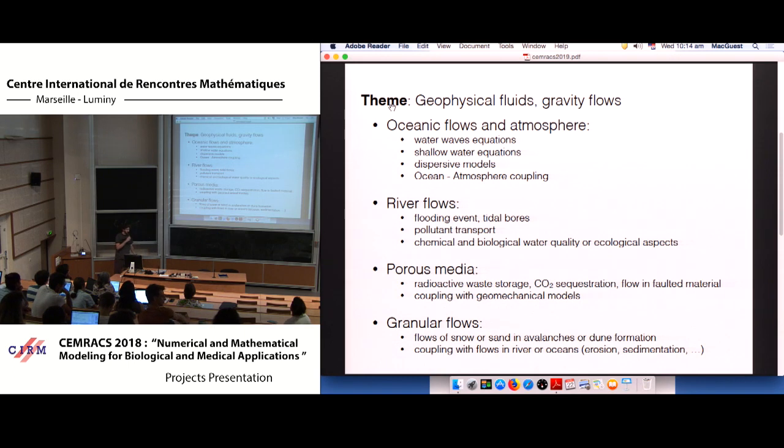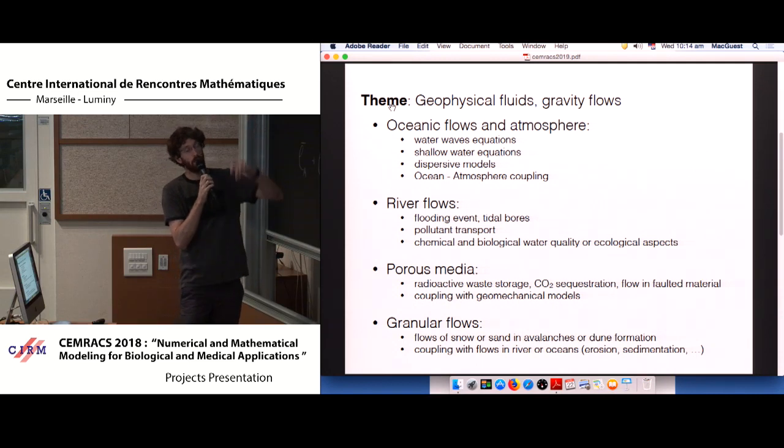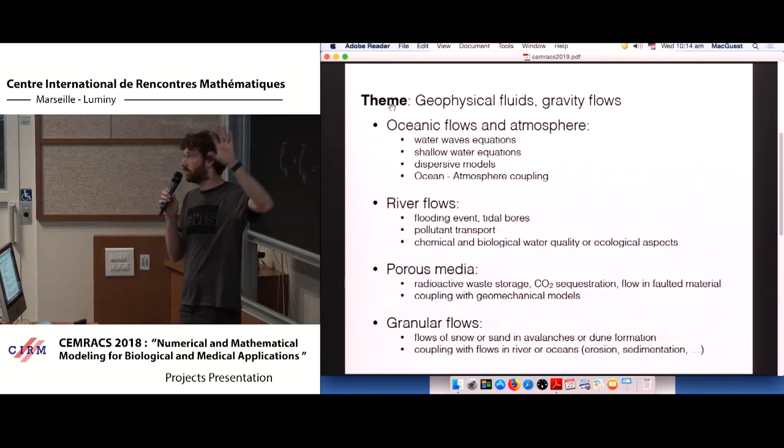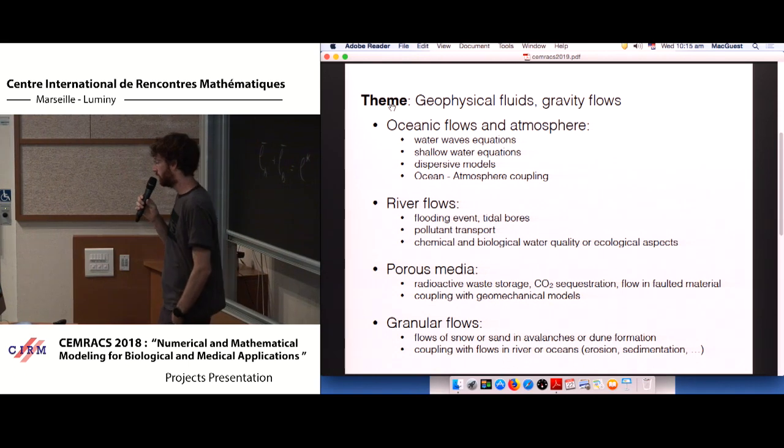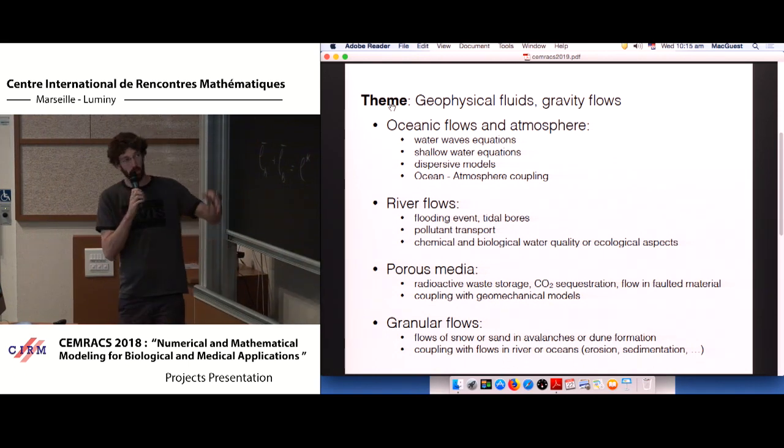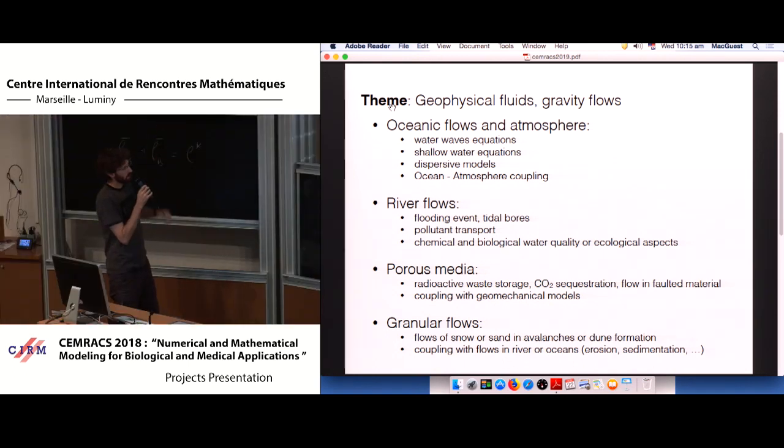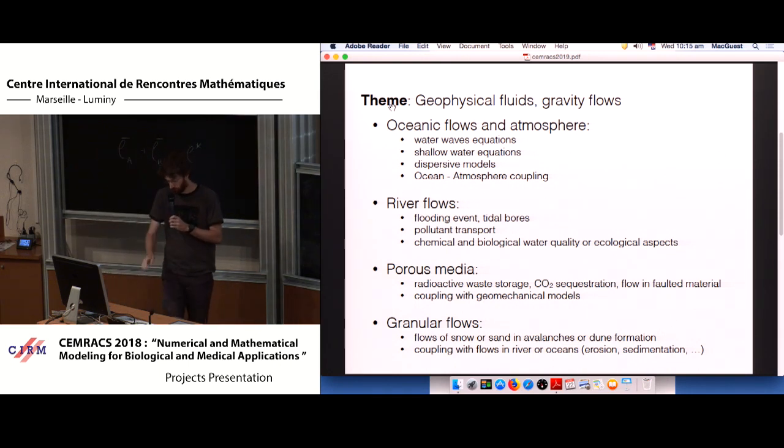And you can also think of porous media, like Darcy equations, for example. They are totally in the topic. And I put also granular flows, so avalanches, dune formations, and you can also couple granular flows with river flows if you want. Well, also basically this kind of things, okay? And I didn't put everything. You can also do data assimilation on this kind of topics or stuff like this, okay?